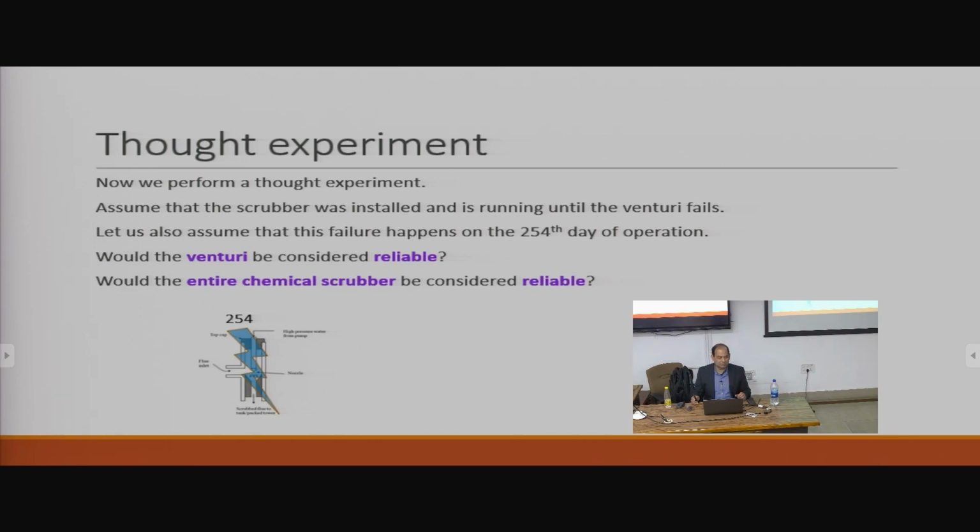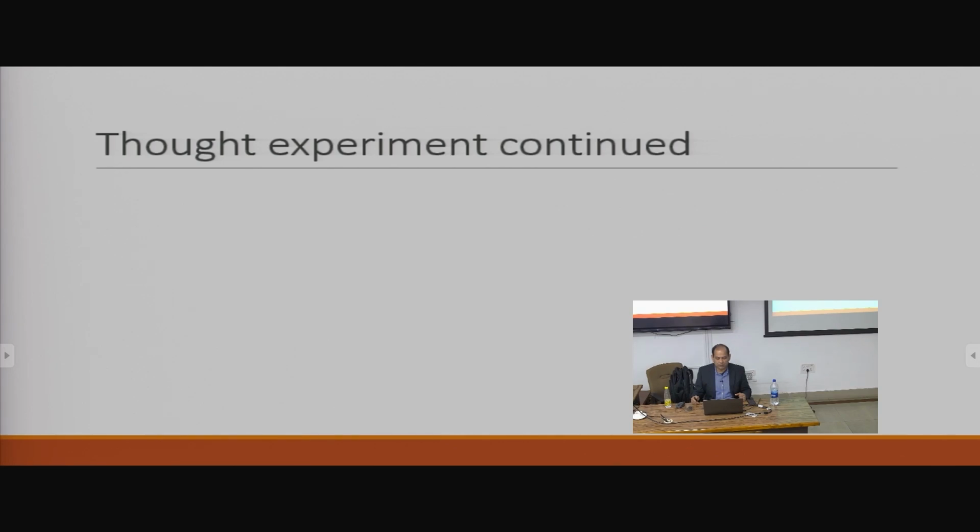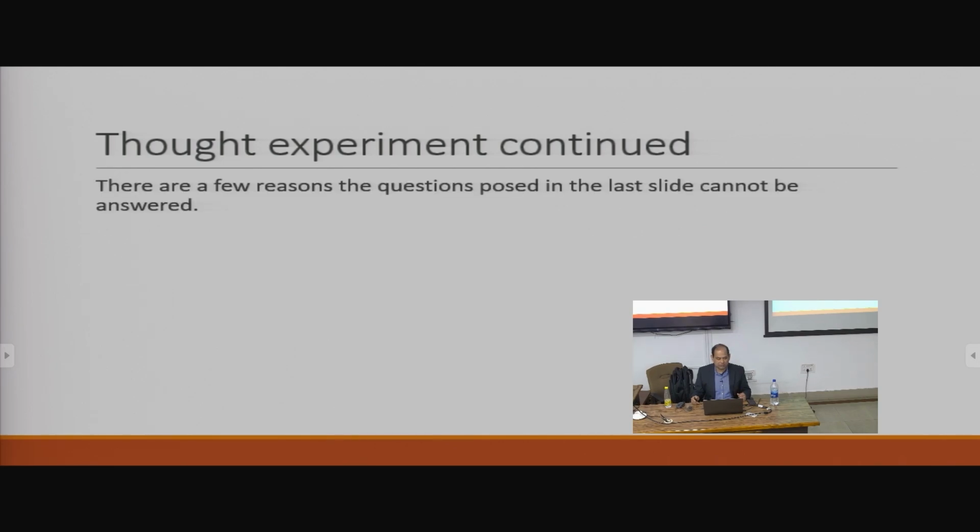So there's many ways to interpret it, and we should not be doing calculations and detailed analysis unless we have thought about these things a little carefully. So we continue the experiment. There are a few reasons we cannot answer the question, okay? Nobody should have had an answer so far because the question needed a few more inputs from me.